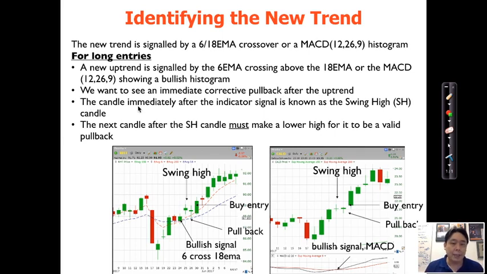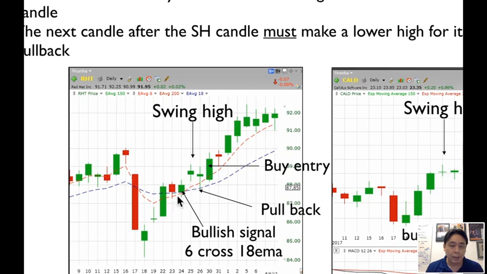The candle immediately after the indicator signal is known as the swing high candle. And the next candle after the swing high candle must make a lower high for it to be a valid pullback. All right, so refer to the chart on the left. You can see that the 6 EMA, which is the red dotted line, has crossed above the 18 EMA. So that is a bullish signal from the 6 EMA crossing above 18. That's a signal of a new uptrend.